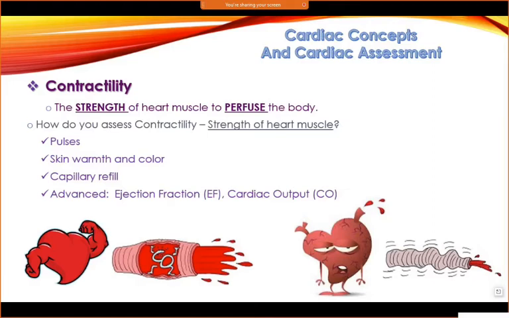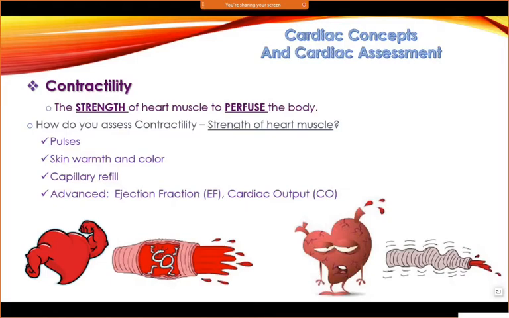Does that make sense to people? So we look at all three together to make sure that our heart is working. We can't get in there and just measure our heart. It's very hard to measure our heart. We have to look at all three: preload, afterload, contractility.